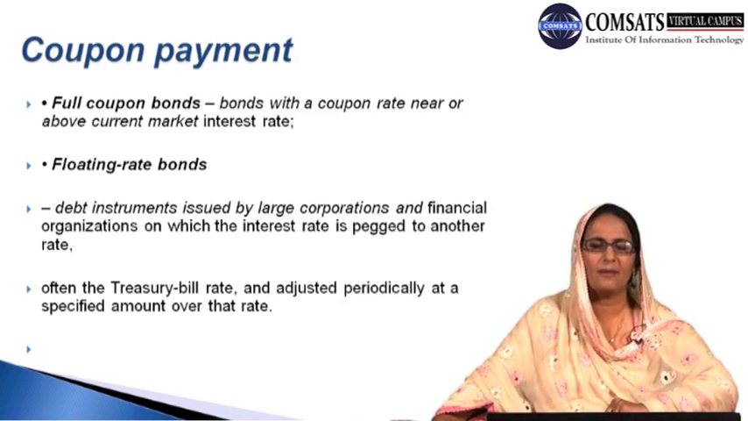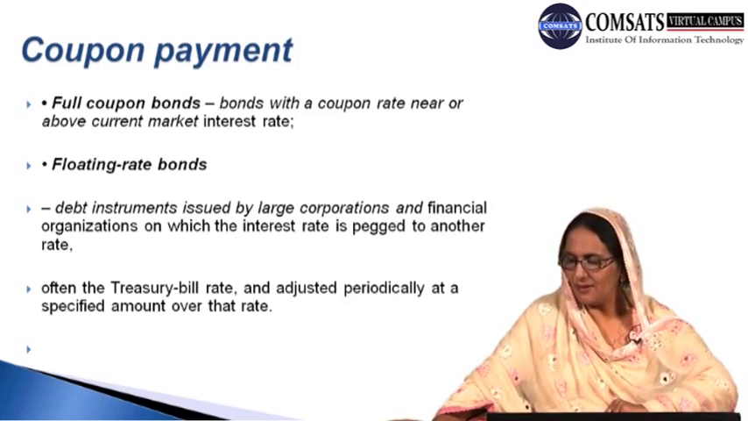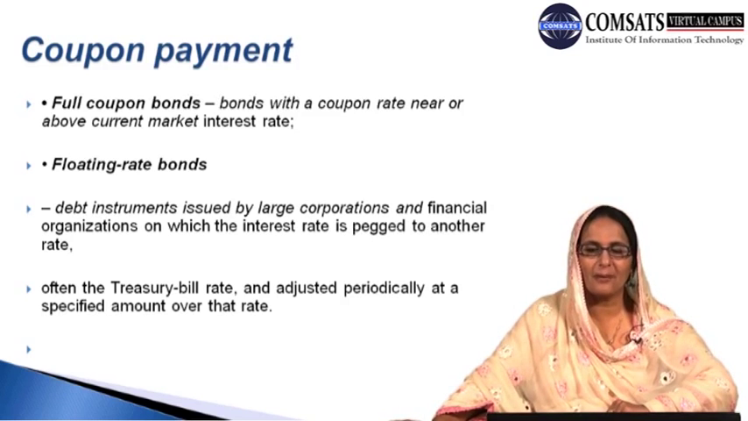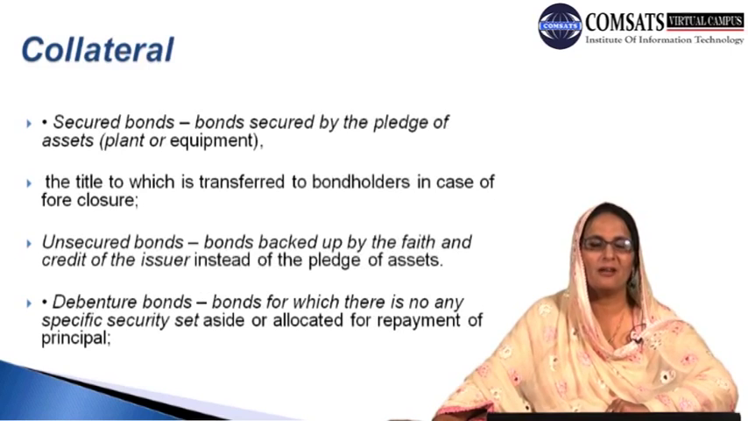Then we have another type known as floating rate bonds, debt instruments issued by large corporations and financial organizations on which the interest rate is pegged to another rate, often the treasury bill rate, and adjusted periodically at a specified amount over that rate. So these are known as floating rate bonds. This is an important type of bond through which interest is paid to the investor.